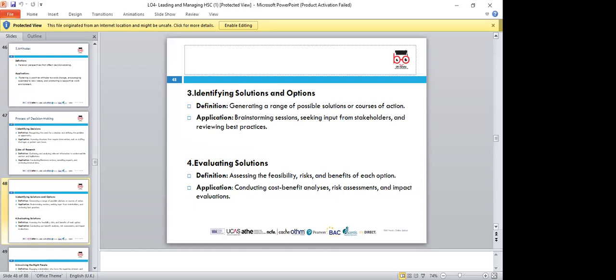Identifying solutions and options. Definition: generating a range of possible solutions or courses of action. Application: brainstorming sessions, seeking input from stakeholders, and reviewing best practices. Evaluating solutions: assessing the feasibility, risks, and benefits of each option. Application: conducting cost-benefit analysis and risk assessment.